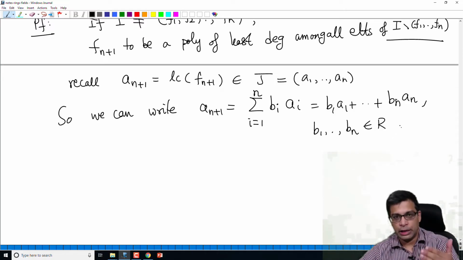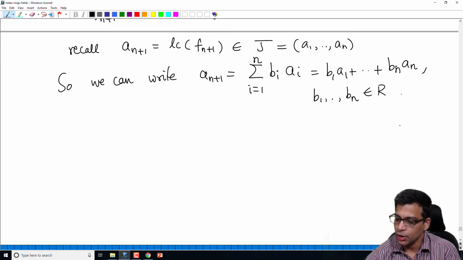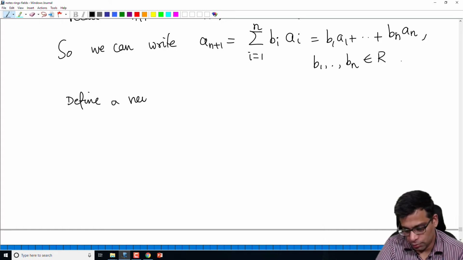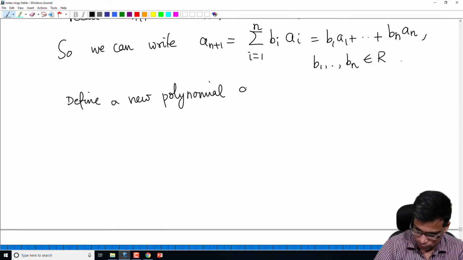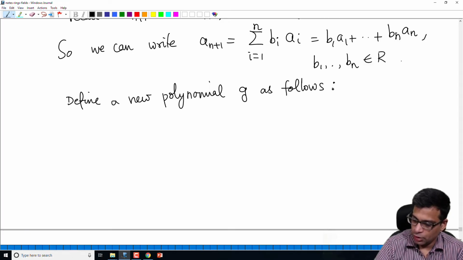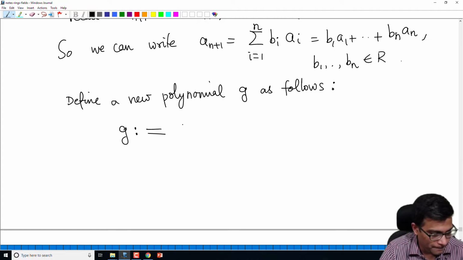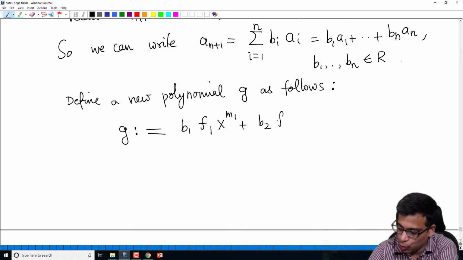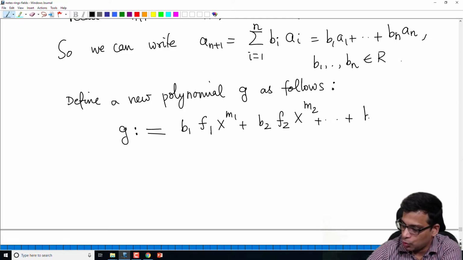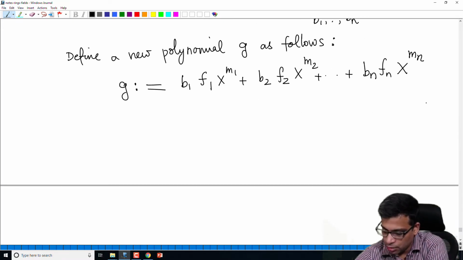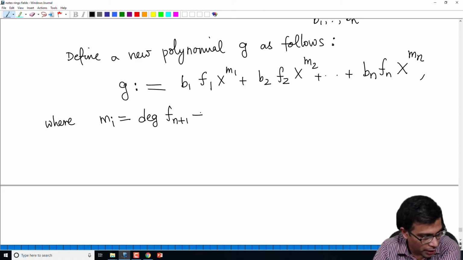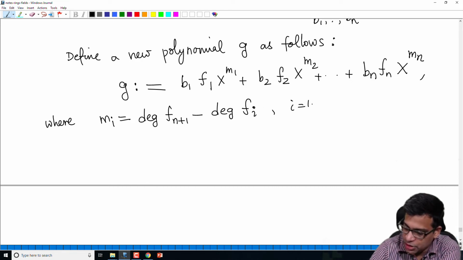Now I have forgotten the polynomial ring. I am actually now arguing inside the coefficient ring itself. Because J is generated by this, An+1 can be written like this. Now I am going to define a new polynomial G as follows. G is defined as B1 F1 x^m1 plus B2 F2 x^m2, and all the way up to Bn Fn x^mn, where mi is the degree of Fn+1 minus the degree of Fi, for each i from 1 to n.